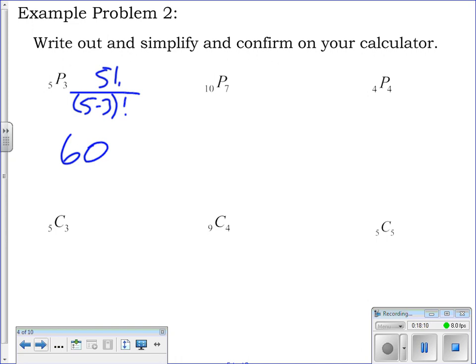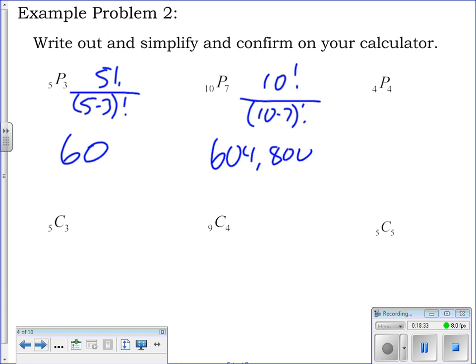10 items taken 7 at a time. 10 factorial over 10 minus 7 factorial. And you worked it out. And there are 604,800 different ways I can reach into a bag of 10 items, pulling them out one at a time and laying them in the order they come out. Or order makes a difference. But again, let's say I've got 10 different letters in the bag. How I lay them out, if it's different, that's the order, that's the many ways I can do it. That's a lot. It adds up in a hurry.